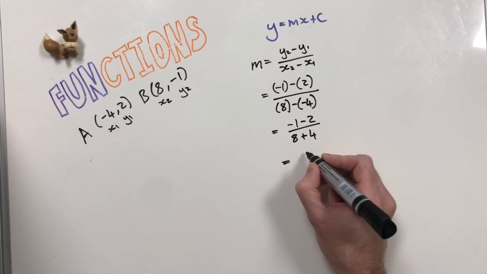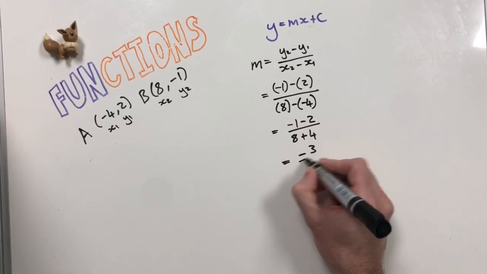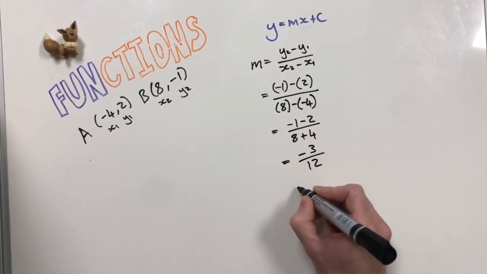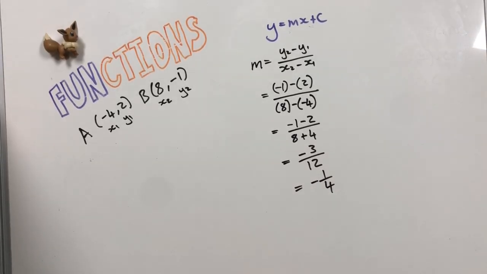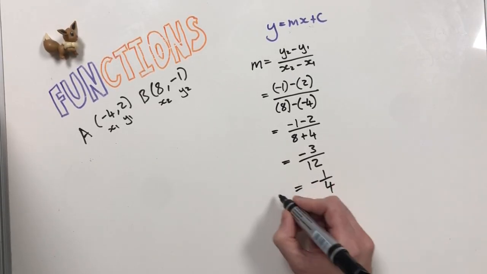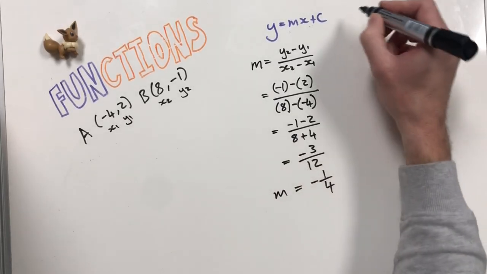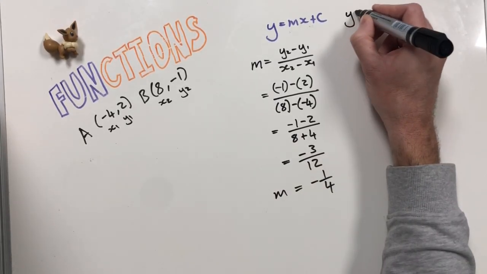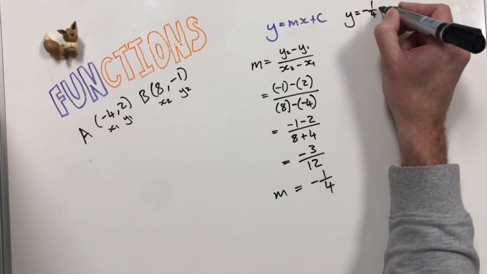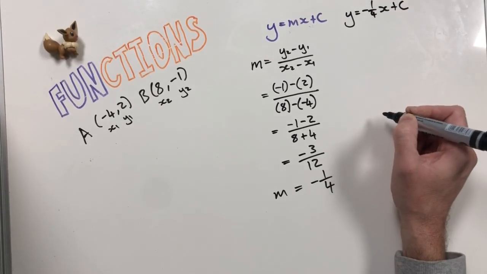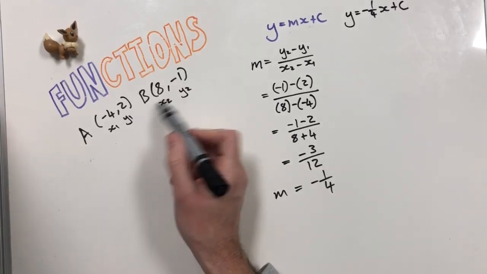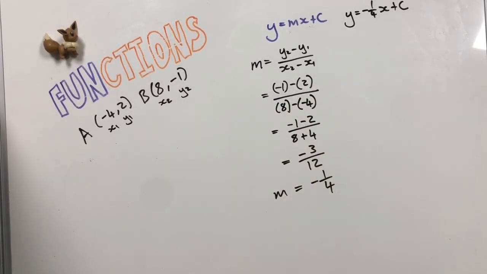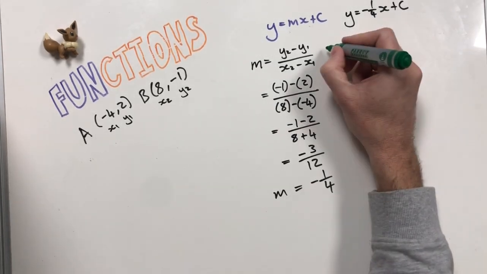So in this case we have -3 over 12, and we can simplify that to -1/4. So I know my gradient now is -1/4. If I wanted to write it here, I can write y is -1/4x plus c. But now I still have to find my c value, and luckily I can fill in either of these two coordinates, and I'm going to fill in the first one because it has smaller numbers.